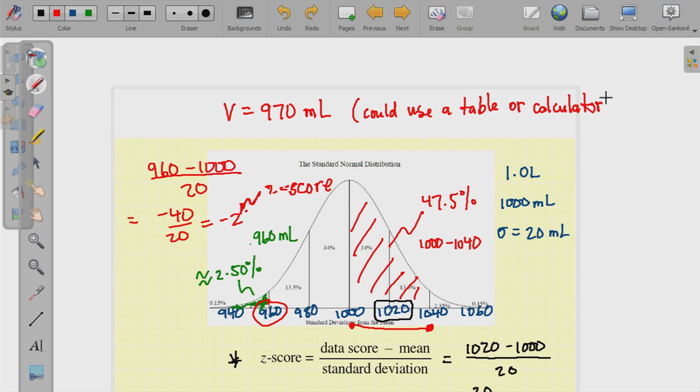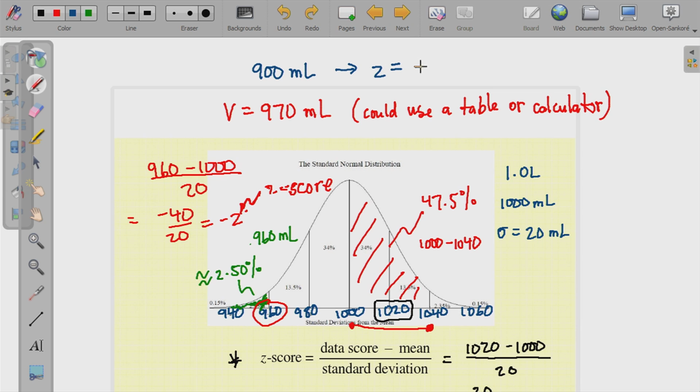So it's one of the main uses. Again, let's say I get a bottle that has 900 milliliters. If I compute a z-score for 900, with a little bit of quick calculation, I find that I get a z-value of -5.